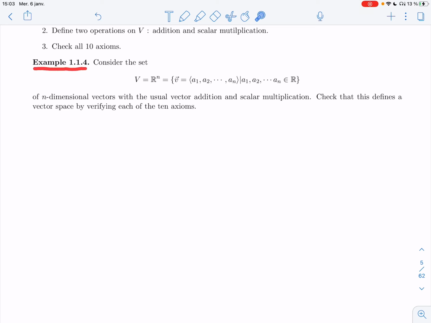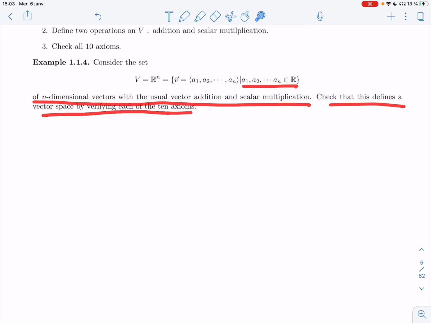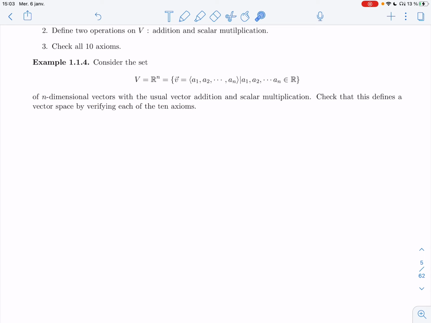So example 1.1.4, I'm going to look at the set Rn, of vectors with n entries, all of them real numbers. So of n-dimensional vectors with the usual vector addition and scalar multiplication. I want to check that this defines a vector space by verifying each of the 10 axioms.